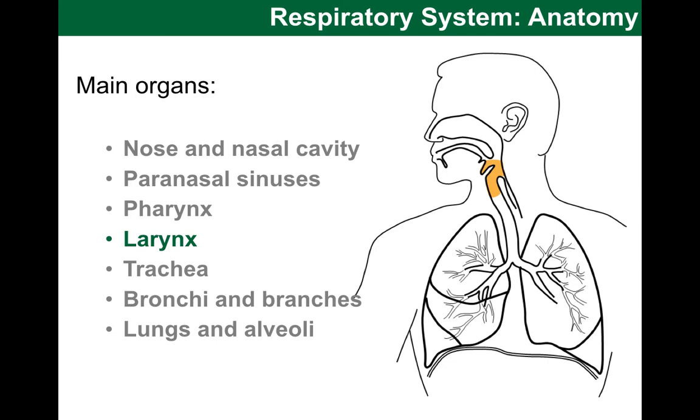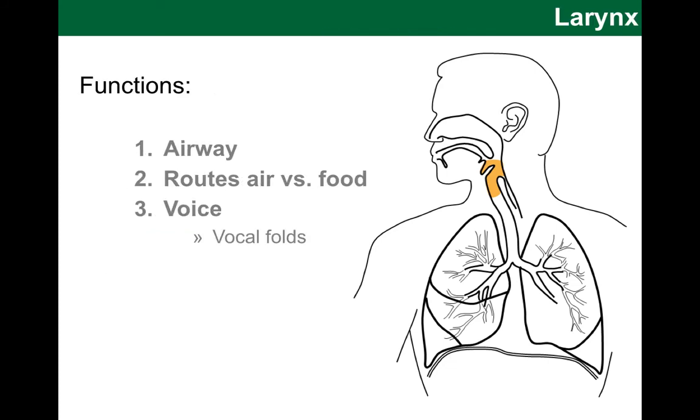But we should also talk a little bit about the function of the larynx. Well, the first and most obvious one is that it provides the airway for the air to pass along to and from the trachea. Then note that it is a structure that has an important role in routing the air and food into correct paths, either towards esophagus or trachea. This is important. And finally, this is where the voice production takes place.